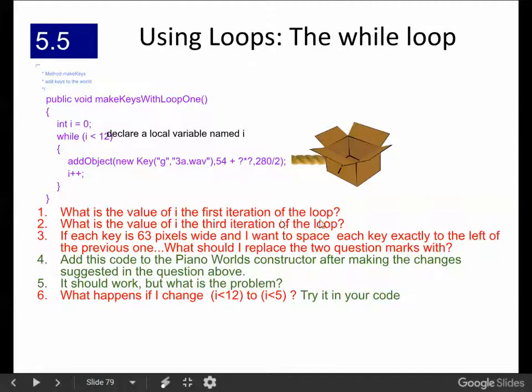What is the value of I, the first iteration through the loop? What is the value of I, the third iteration through the loop? If each key is 63 pixels wide and I want to space each key exactly to the left of the previous one, what would I replace the two question marks with? Okay, and I already showed you that, but answer that. Add this code to the Piano World constructor after making the changes suggested in the question above. It should work, but what's the problem? You already know the problem is that it still all plays the G key and 3/8-wave. And then answer the question, what happens if I change I is less than 12 to I is less than 5? Try it in your code, see what happens. Okay, answer that question.